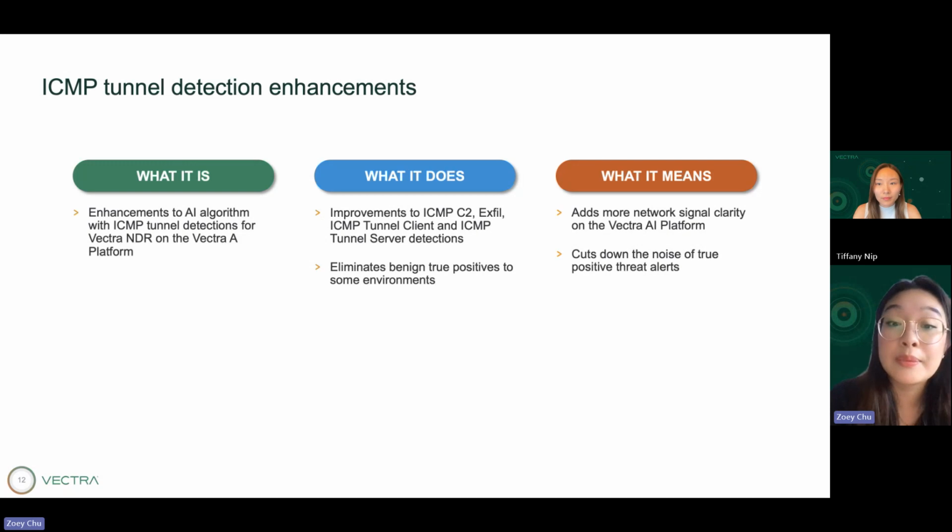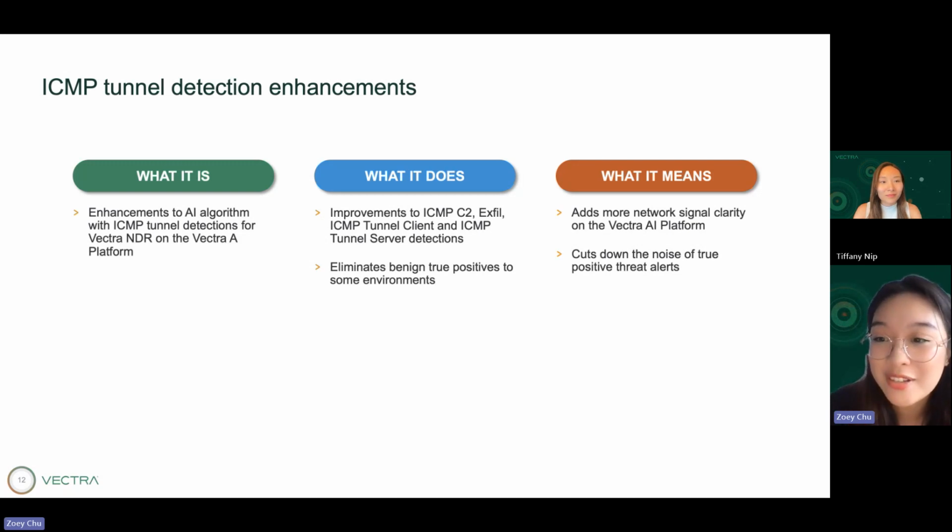And this actually ends up eliminating benign true positives in some environments. What this really means for our analysts, or sorry, not the analysts, but our customers, is that it adds more network signal clarity on the platform and also cuts down the noise of true positive, or this is actually a typo on here, benign positive threat alerts.